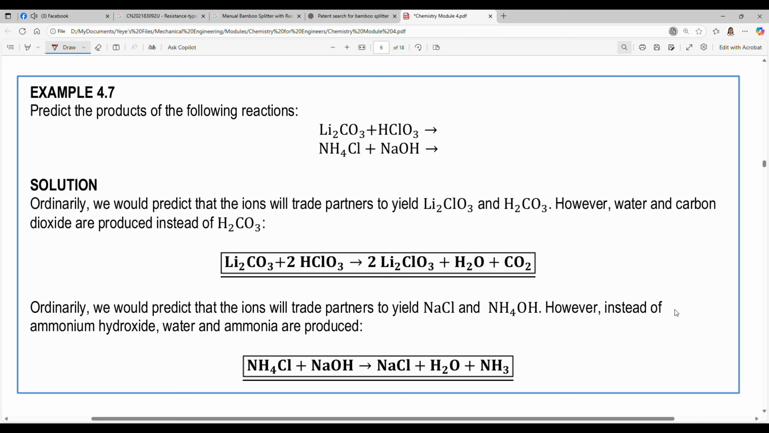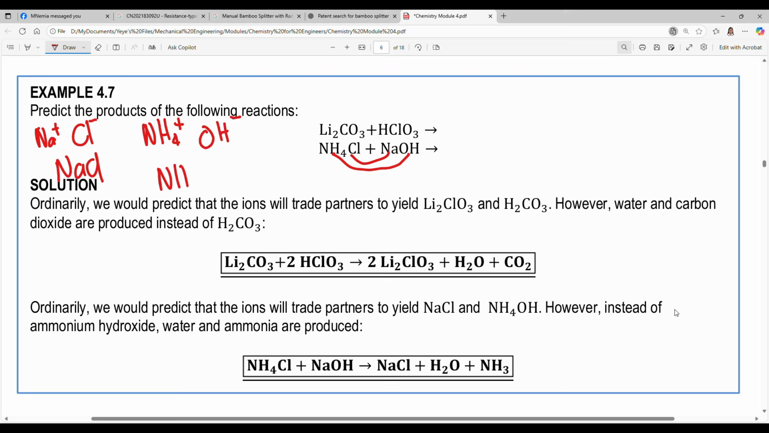Okay, for this one, you have ammonium chloride plus sodium hydroxide. So, we have Na positive 1, chloride negative 1, so NaCl. Then NH4 positive 1, hydroxide negative 1.